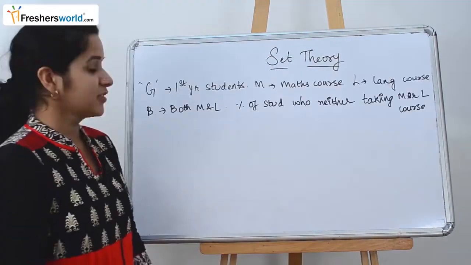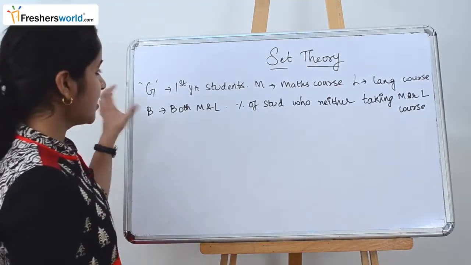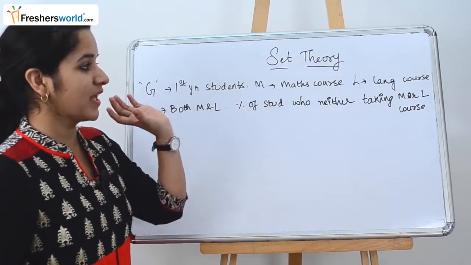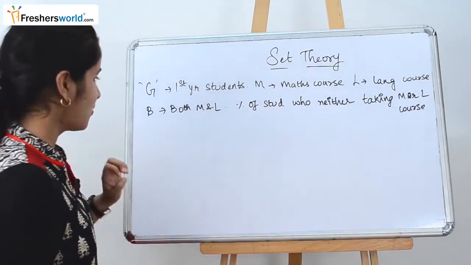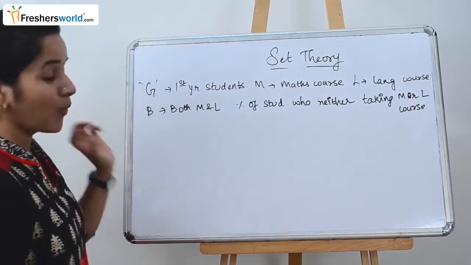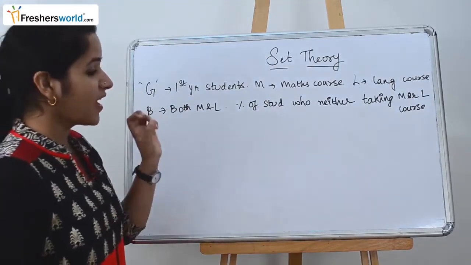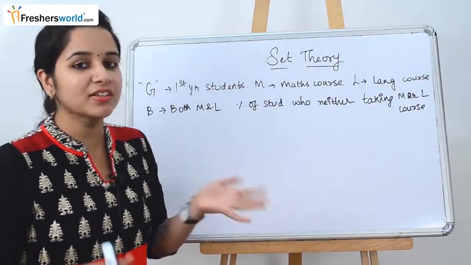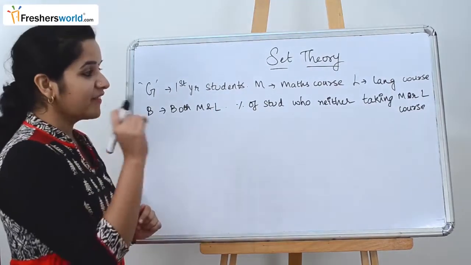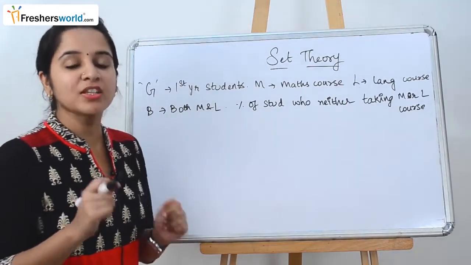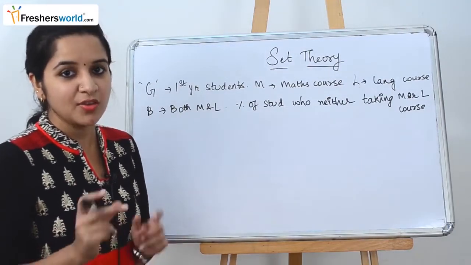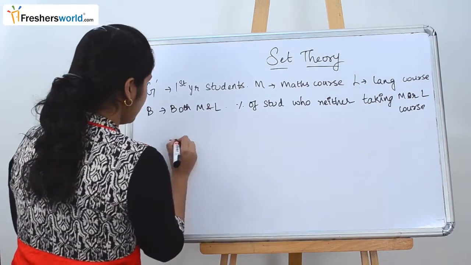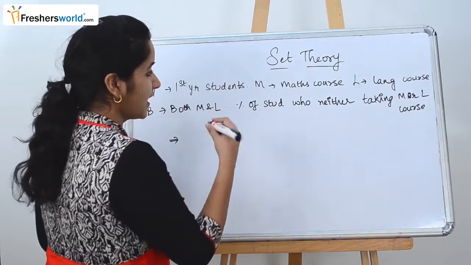Let's solve another problem. The next question that they have given is, there are G number of first year students, M is the number of students who took maths course and L is the number of students who took the language course and B is the number of students who took both maths and the language course. They are asking you to find the percentage of students who neither take the maths course nor the language course. So here they haven't given you any value. So obviously in your options you will be having an equation which you need to find out with the given question.